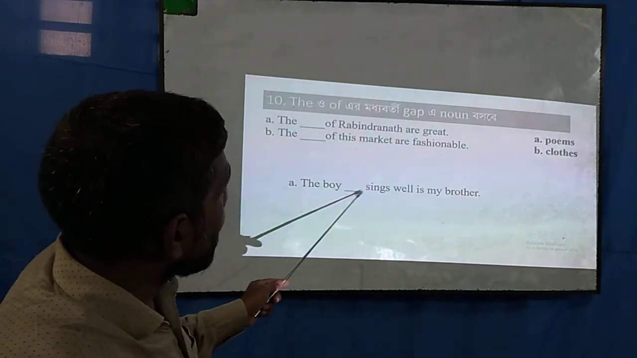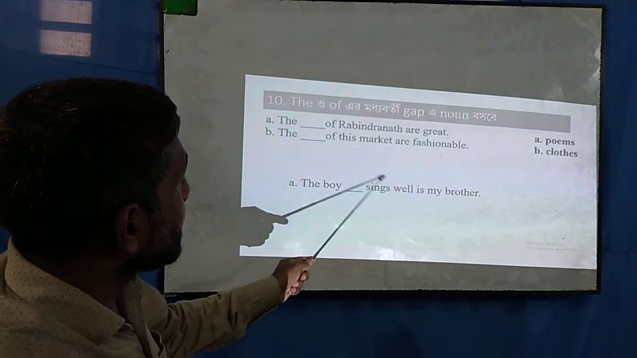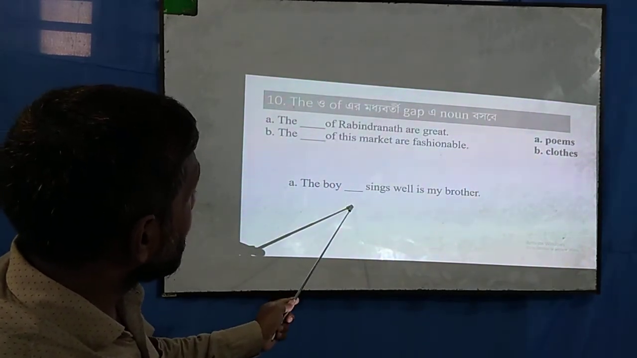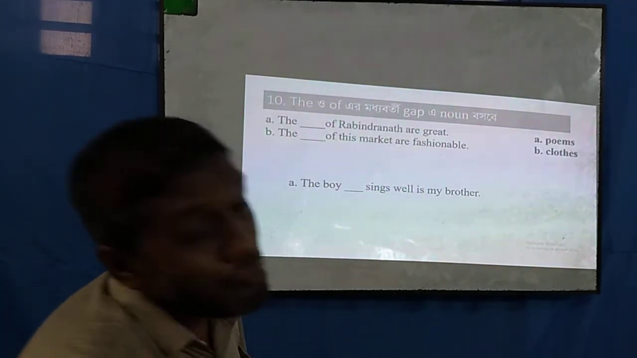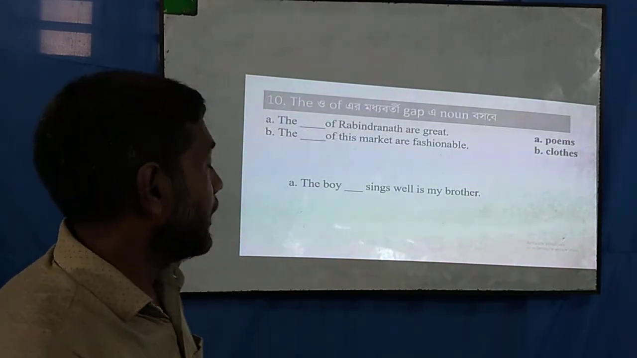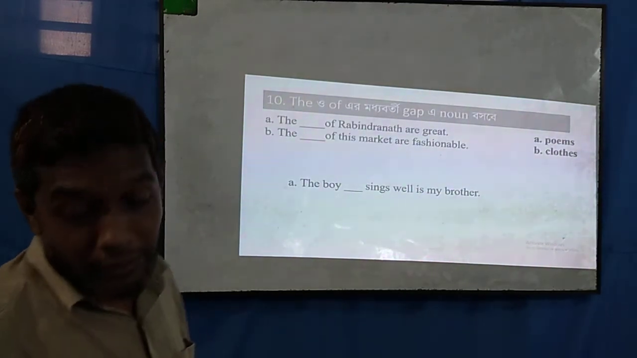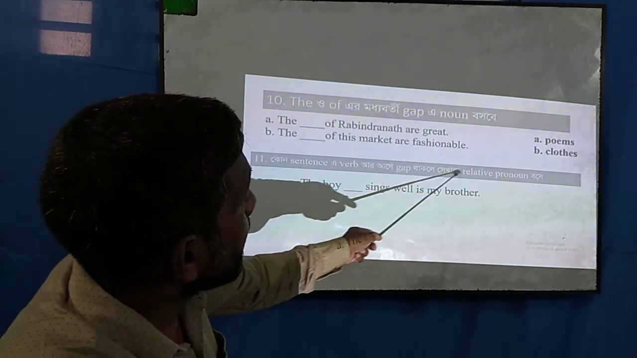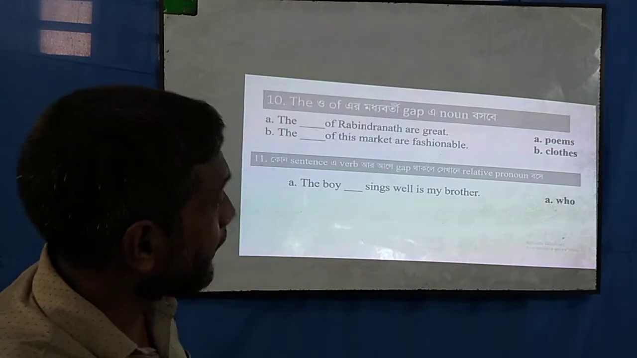Another one, the boy that sings well is my brother. So the boy, and this is a verb. So this is a subject, you know. This is a verb. So there should be no gap here, but there is another verb here. So in a single sentence, you know that two verbs cannot be used. So then I can easily understand that a relative pronoun should be used here. So in any sentence, if there is a gap before a verb, a relative pronoun will be used there. So the boy who sings well is my brother.